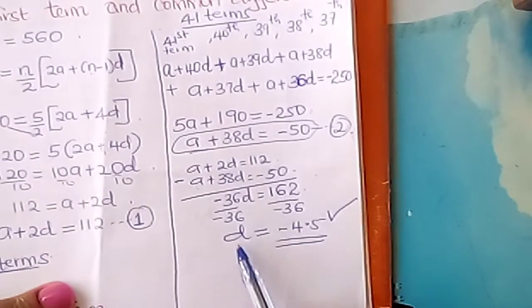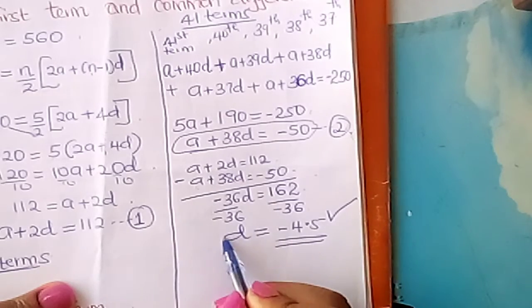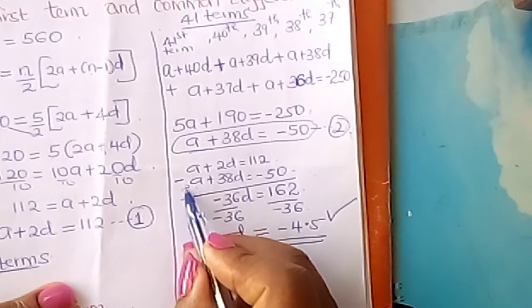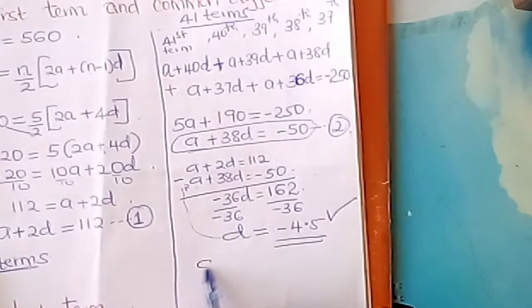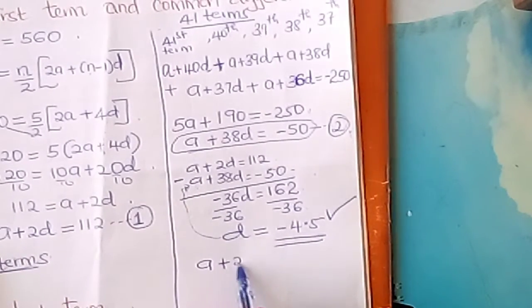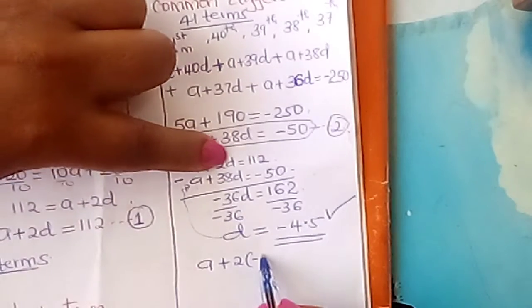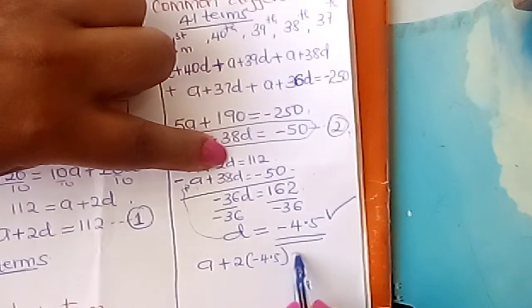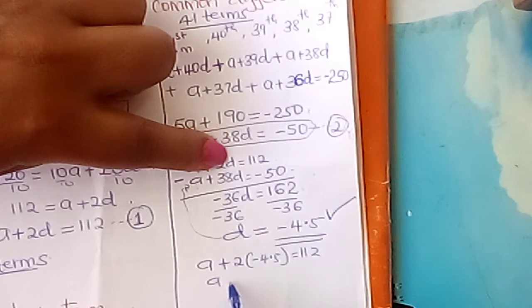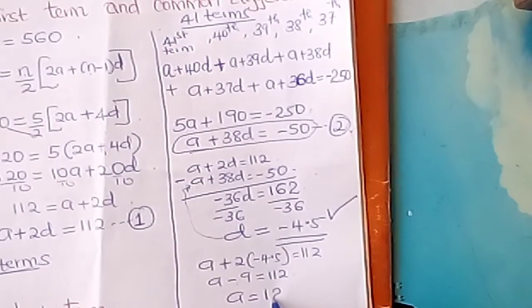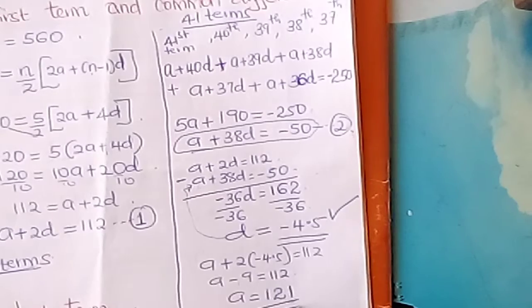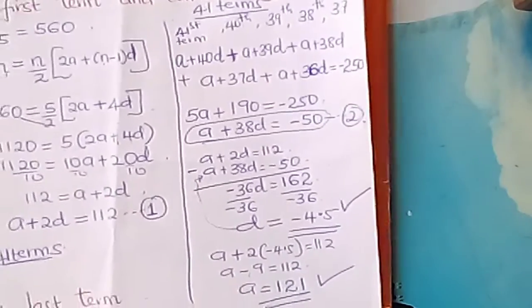We then get the A. To get the A, Lana, you just substitute this one in one of these equations, either the first or the second. Suppose I substitute it in the first: A plus 2 in brackets, negative 4.5 is equal to 112. So this is A minus 9 is equal to 112. Taking this to this side, it will give you 121. That is your A.